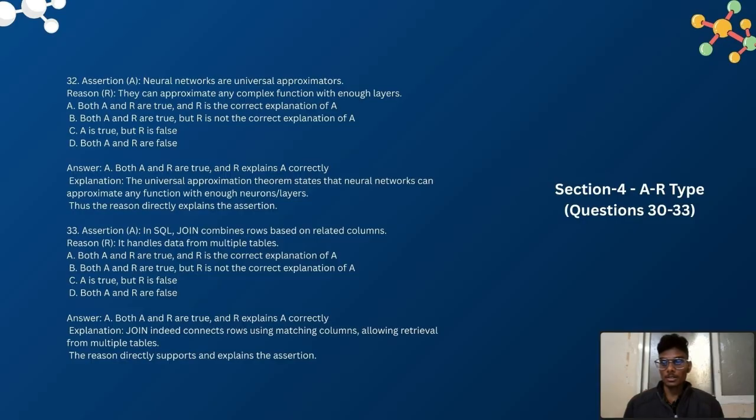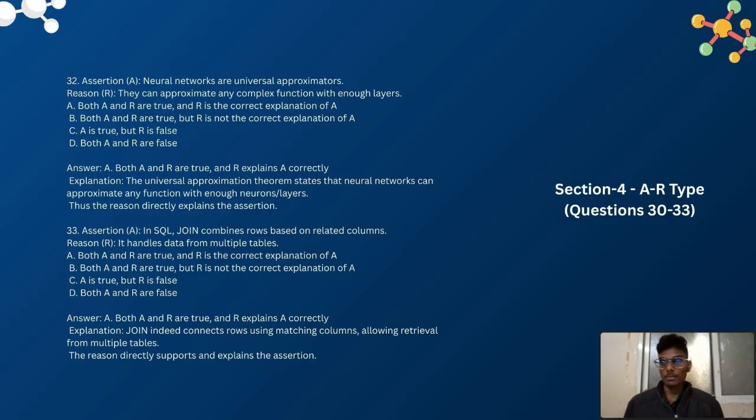Question number 33. Assertion: in SQL, join combines rows based on related columns. Reason: it handles data from multiple tables. So the answer is both A and R true, and R explains A correctly. Join indeed connects rows using matching columns, allowing retrieval from multiple tables. The reason directly supports and explains the assertion.